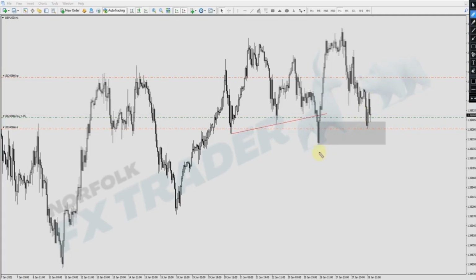Now, after we see this manipulation happen, we create this area of 1 hour demand. This is where I'm looking for any pullbacks to come into for another buy, hopefully back up to those previous highs. Now, what I do here, I tend to go down to a lower time frame to confirm my entry so I can get a tighter, smaller stop loss.